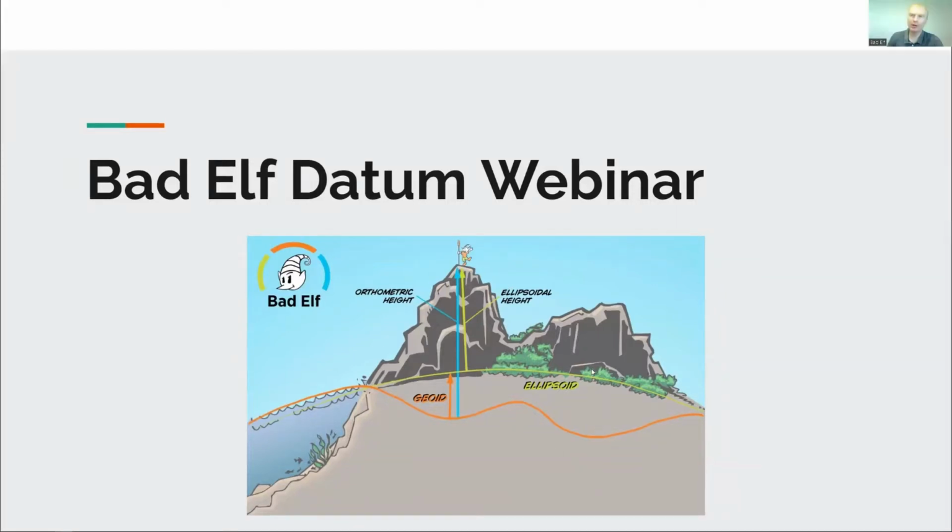Just to get started here, to introduce myself, my name is David Grafton. I'm the GIS analyst over here at Bad Elf. Today, we'll just be covering the fundamentals of datums. I'm sure some of you have heard of them before, but maybe not quite have a full understanding of the logic behind them, why they're needed, how they're calculated, the history behind it. So we'll be covering all that from A to B.